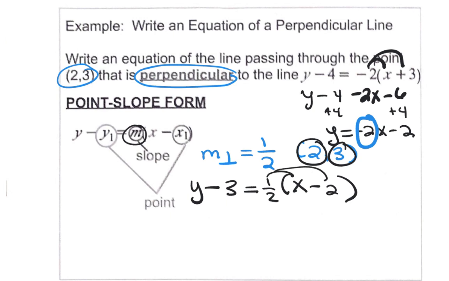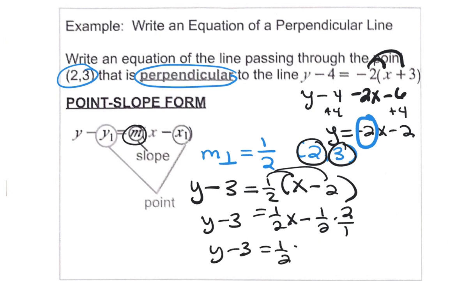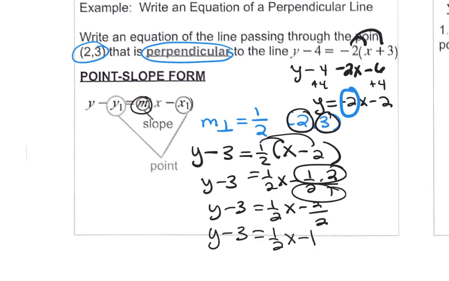And then we'll just distribute that 1/2. So 1/2 x minus 1/2 times 2. I'll change that 2 into a fraction by putting it over 1. 1 times 2 is 2, 2 times 1 is 2, so it's really 1. And then we just need to add the 3. So our final equation here is y equals 1/2 x plus 2. So that would be the equation of the line that's perpendicular to this one that passes through this point.